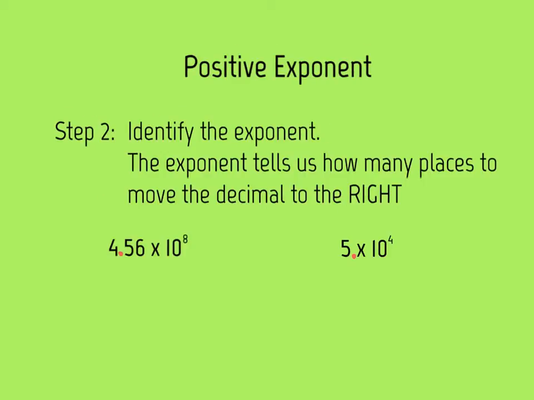Our second step is going to be to identify our exponent. That's always going to be the superscript number next to the 10. So in this example, I have an 8, and over here I have a 4. Now the exponent tells us how many places we are going to move the decimal to the right. For positive exponents, we are always moving to the right.